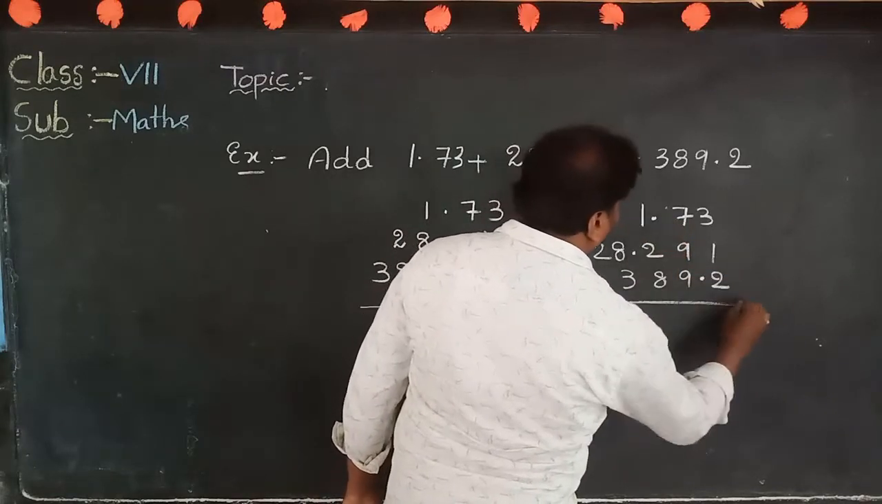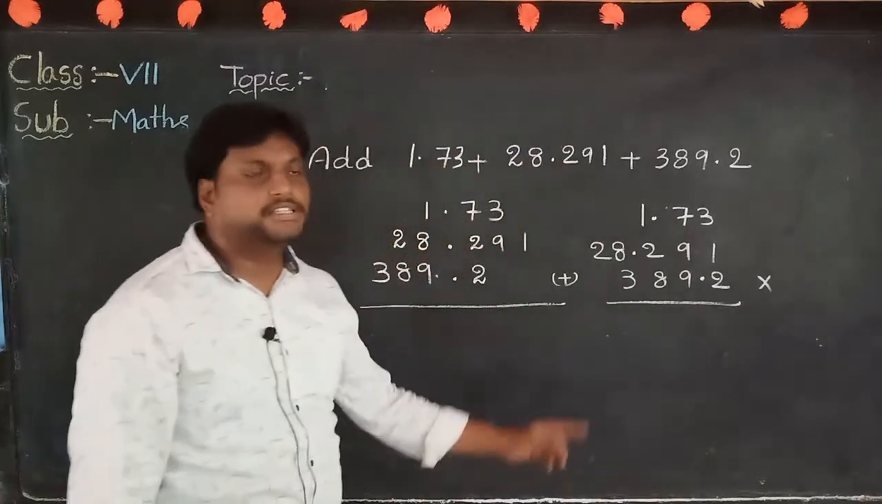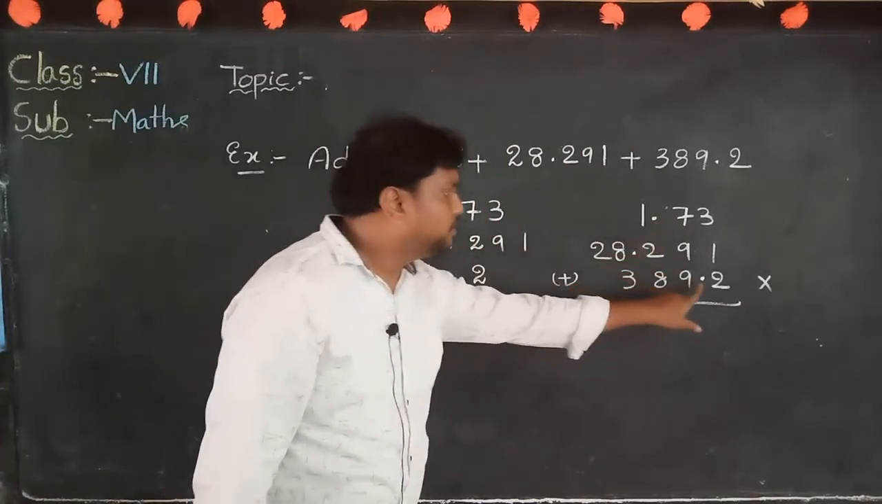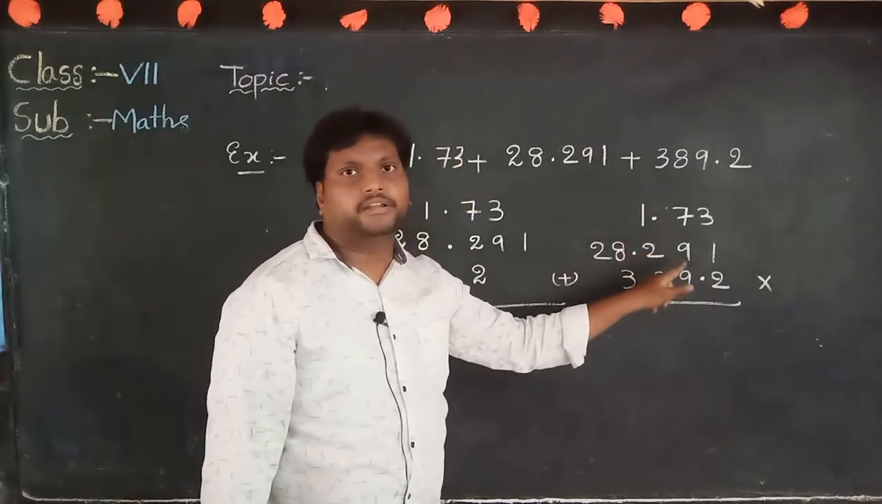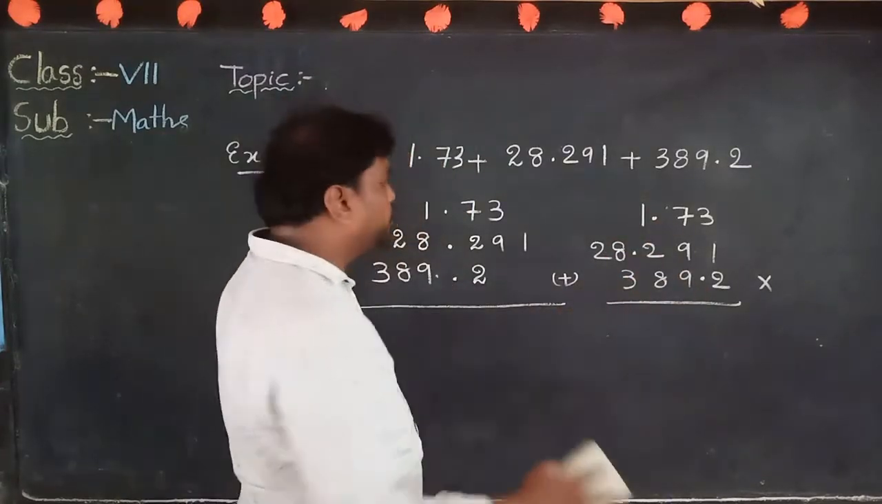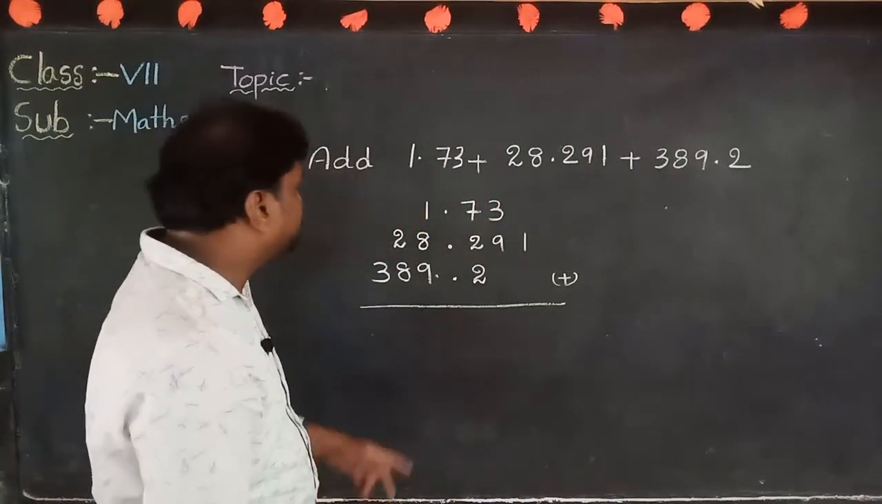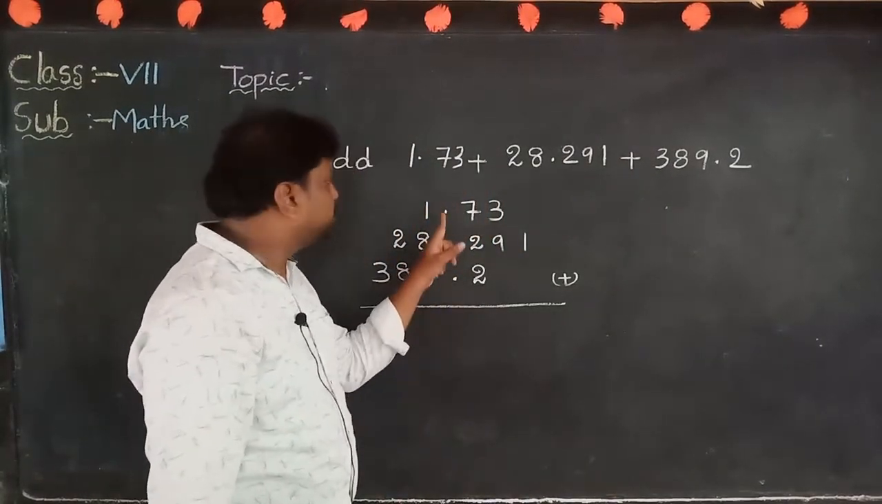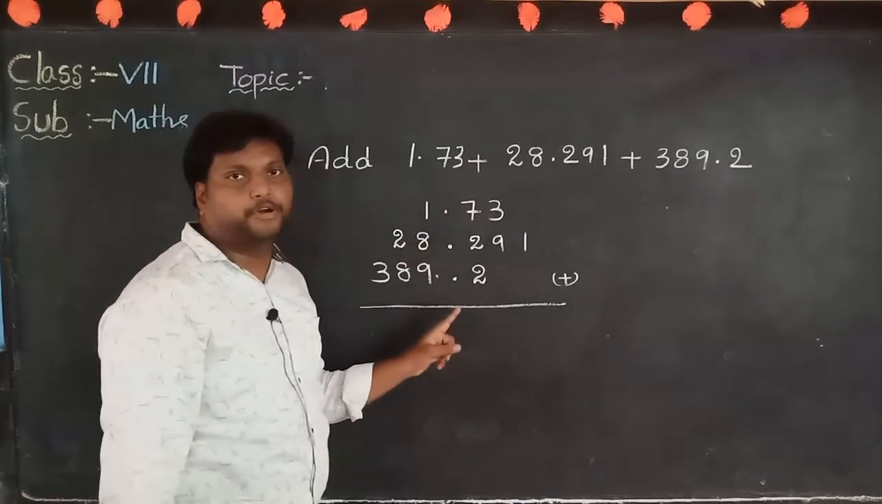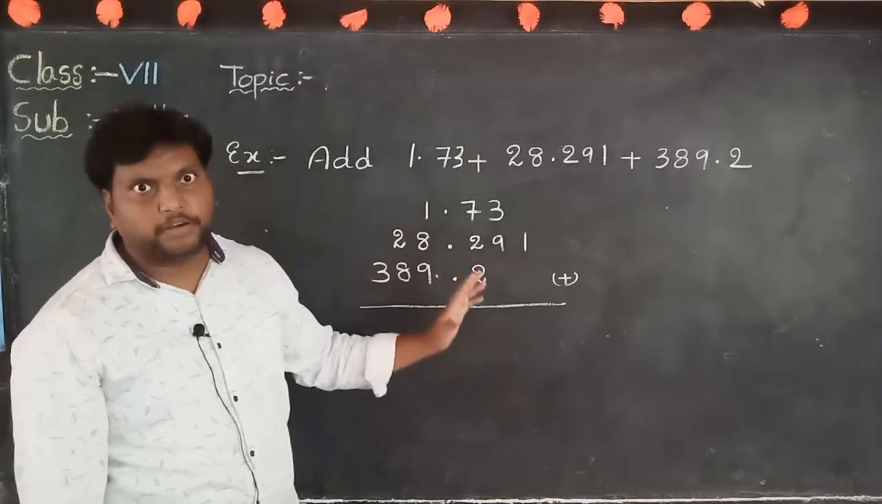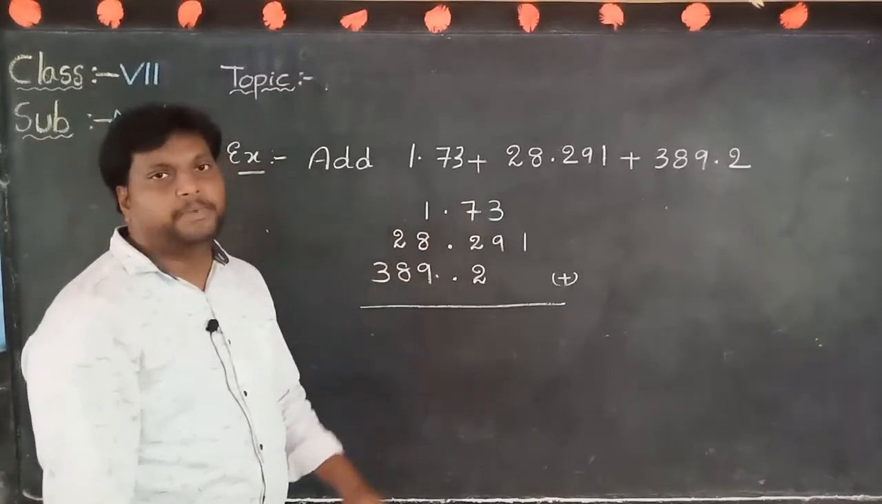This is the wrong method. Observe, in the first one the points are not in order. That's why this is wrong. Don't follow this type of addition. We have to follow the correct one. The decimal point is important. Then the whole part varies and the decimal part varies, depending upon the decimal point.